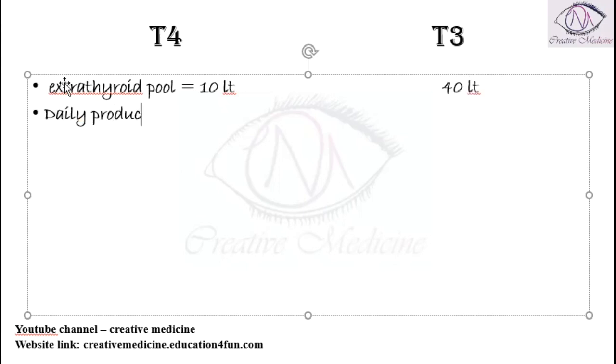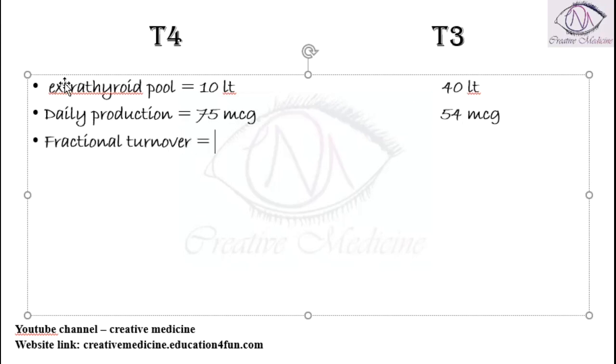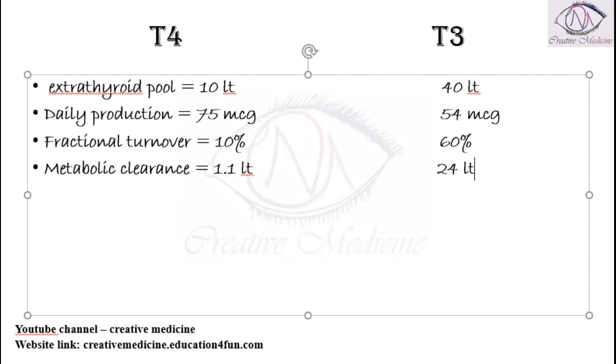Daily production of T4 is around 75 micrograms. Daily production of T3 is around 54 micrograms. Then fractional turnover of T4 is 10%. Fractional turnover of T3 is 60%. Then metabolic clearance of T4 is 1.1 liters, whereas metabolic clearance of T3 is 24 liters.